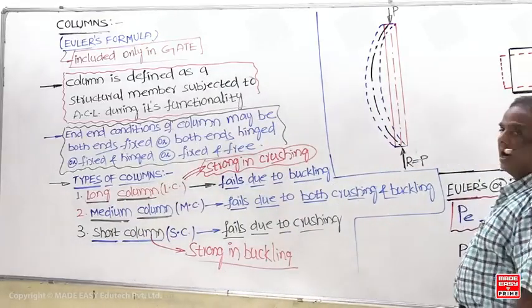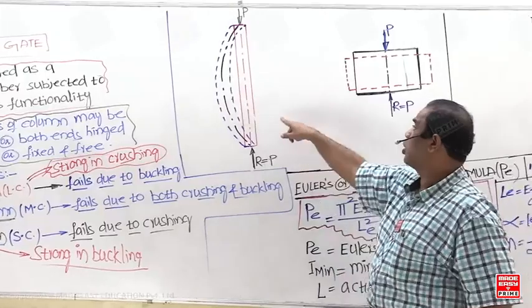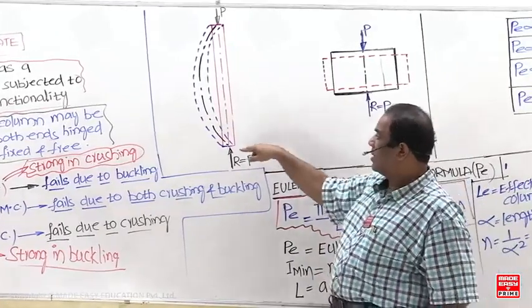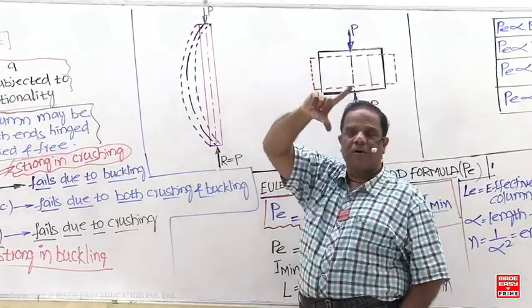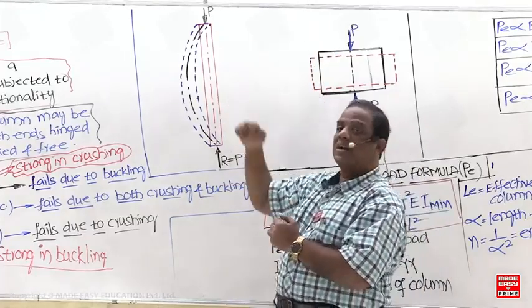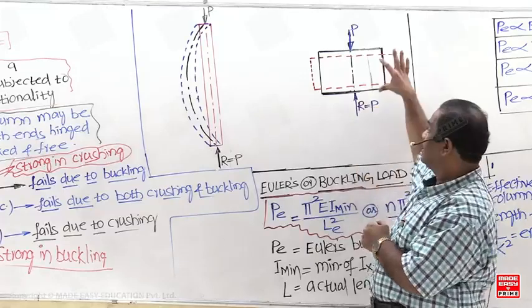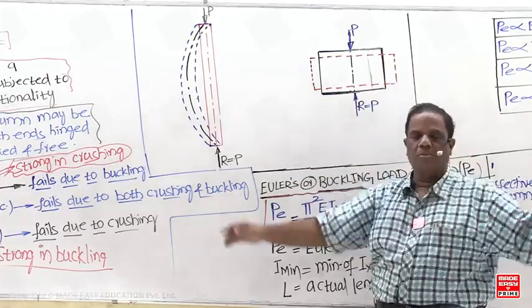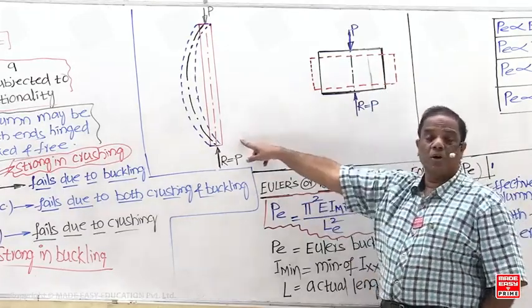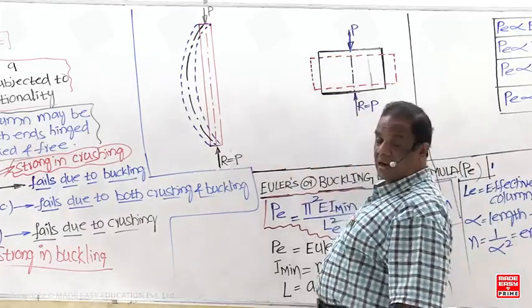Now, I take an example here to differentiate the short and long column. This member is what? Length is very large. Cross-sectional dimensions are too small. But here, this length is less. Cross-sectional dimensions are more. This looks like a long column. This looks like a short column now. Now both are subjected to axial compressive load.